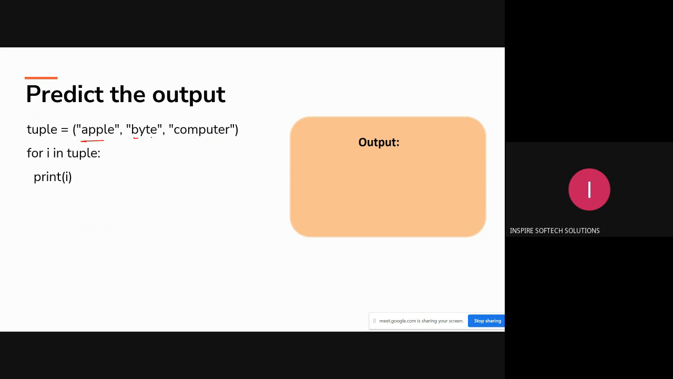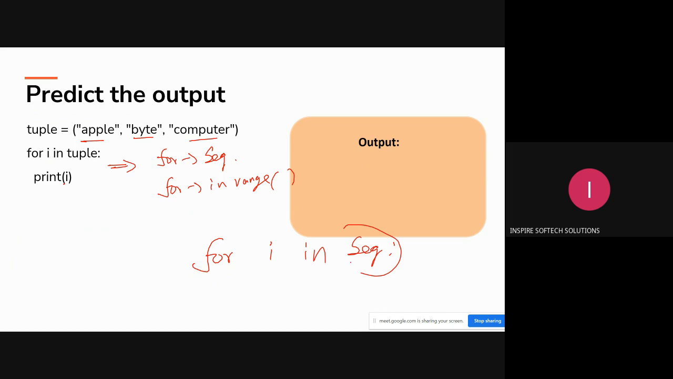Apple is there, byte is there, and computer is there. So for i in tuple, print i. Now what is my loop? For loop? We have studied two types of loop. One is a for loop by using a sequence. The second is a for loop by using the in range property. If you have in range, starting is important, ending is important. Based on that, I'll be traveling. Sequence is nothing but what we have discussed. So for i in sequence, we have discussed this.